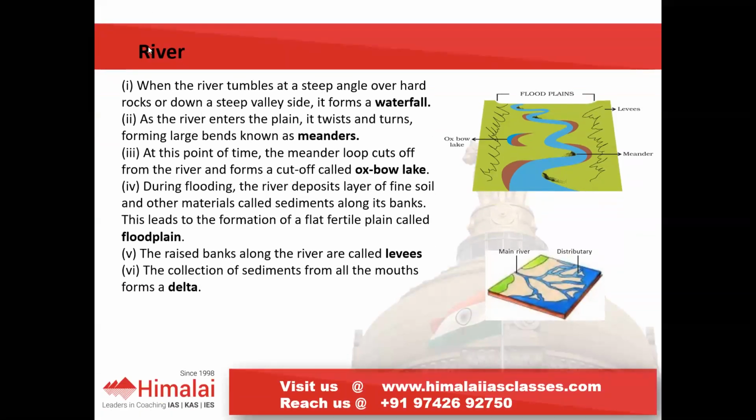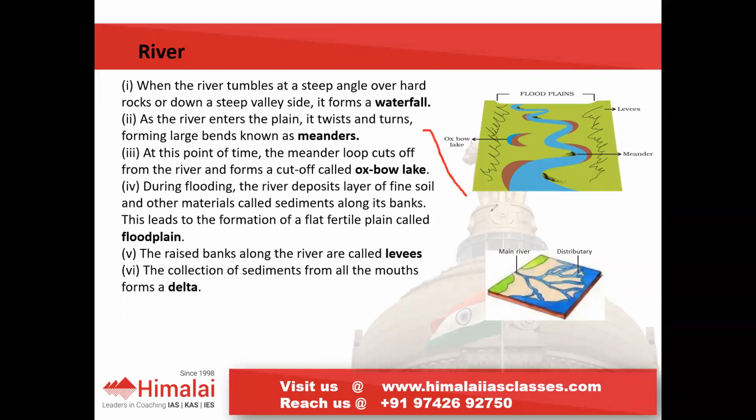Coming to the river, the action of the river and what kind of landforms it leads to. If we trace the path of a river, we can divide this path into three stages, that is youth stage, middle stage and old stage. In the youth stage, as the river is flowing on a steep slope, it results in many different kinds of landforms. Of these, a very famous one is the waterfall.